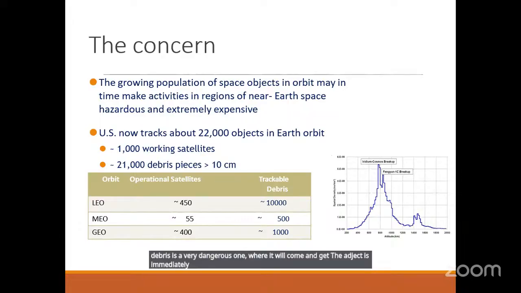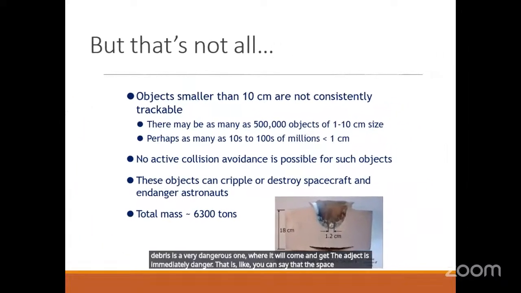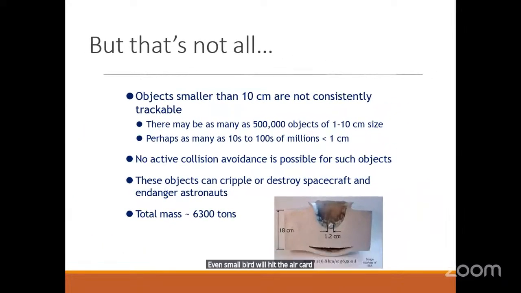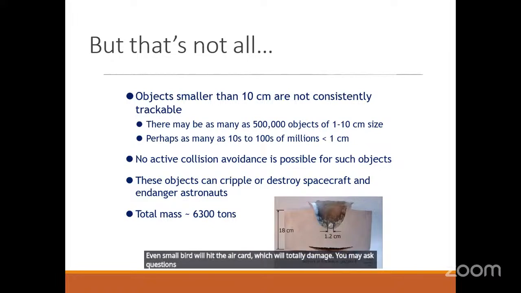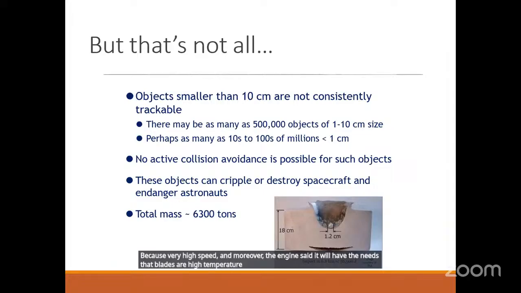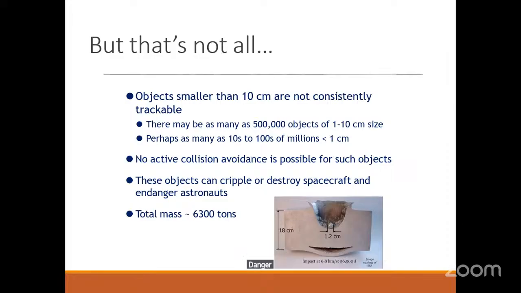You can say that even a small bird hitting an aircraft means total damage. You may ask how that is possible. It is because of the very high speed, and moreover, the engine side has blades at high temperature. Even a small part or small component hitting them will damage the blade and the engine. Like that, small debris is very dangerous for any object.